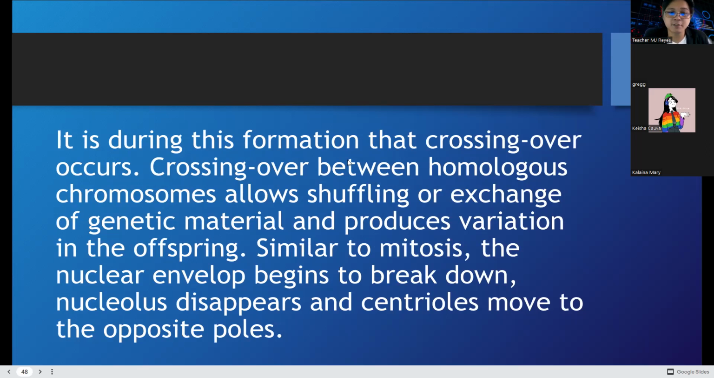Similar to mitosis, the nuclear envelope begins to break down because it is in prophase. Remember that prophase is breaking down, while telophase is actually building up. The nucleus disappears, and the centrioles move to the opposite poles.